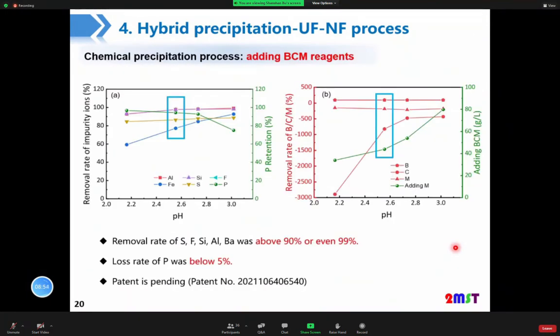Then we carried out many experiments about reagent types and ratios, and finally determined to add mixed reagents, named BCM. By adding a small amount of BCM reagents, the removal rate of scaling elements was about 90% or even 99%. The loss rate of phosphoric acid was below 5%. The patent is pending.